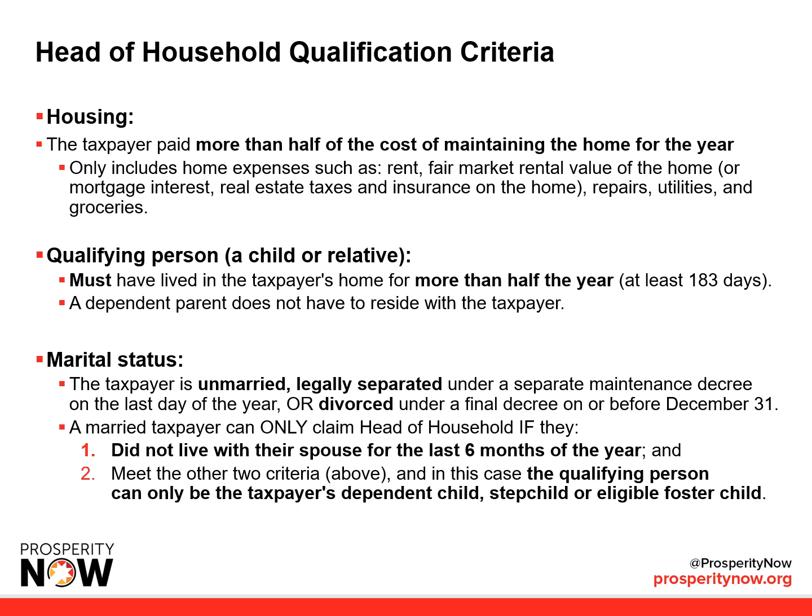Only those who are unmarried, legally separated, or divorced before December 31st qualify. A married taxpayer can only claim head of household if they did not live with their spouse for the last 6 months of the year and meet the other two qualifying criteria. In this case, the qualifying person can only be the taxpayer's dependent child, stepchild, or foster child.